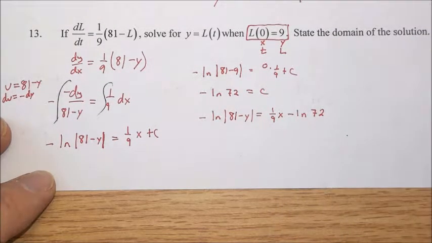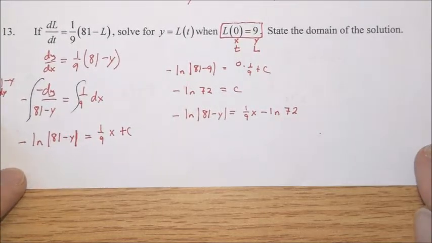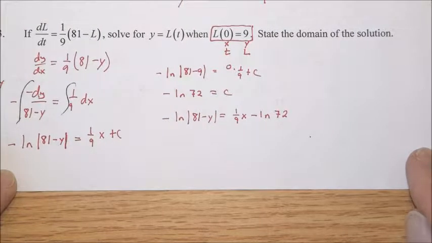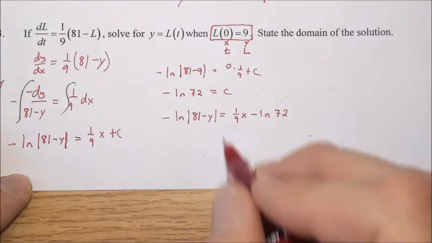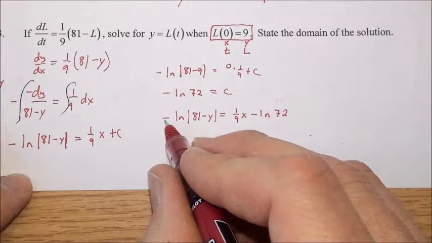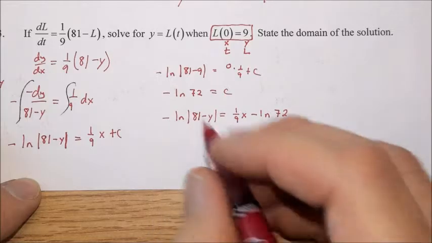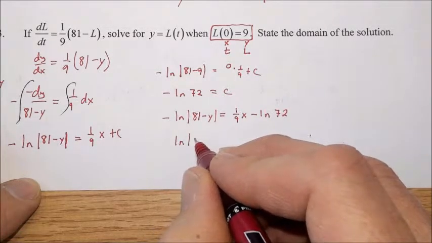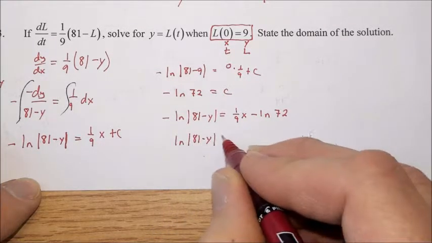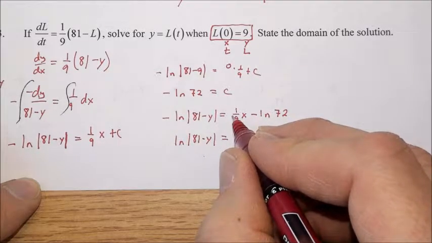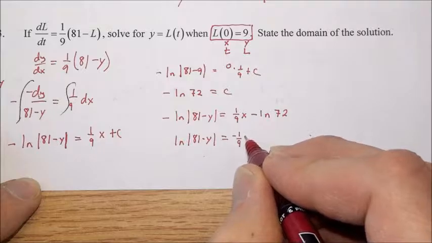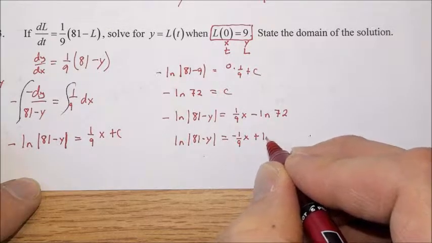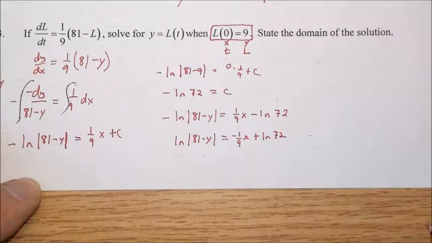This is not the prettiest of problems. I will definitely agree with you on that. However, it's been on the exam in the past, so let's be prepared. Here we go, final step. We've got to get y out by itself. So for starters, we have this negative sign to get rid of. So natural log, absolute value, 81 minus y is equal to, that means we have to negate both of these. So this will become negative 1/9 x, and this will become plus natural log 72.